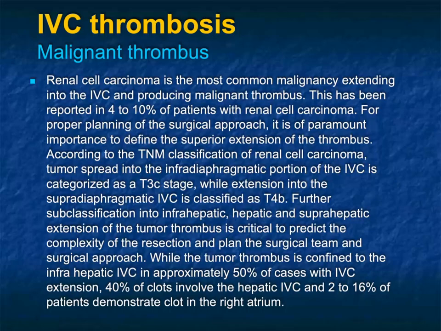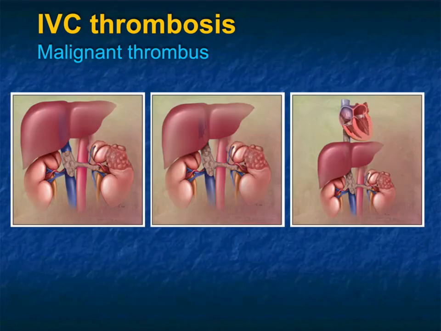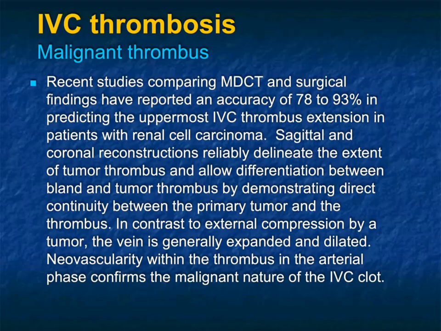While the tumor thrombus is confined to the infrahepatic IVC in about half the cases with IVC extension, 40% of clots involve the hepatic IVC, and probably under 10% of patients demonstrate clot in the right atrium. But again, you need to look very carefully. Here's a few schematic diagrams showing you, first diagram on your left, IVC thrombus with extension from renal vein. You can see in the middle image, the thrombus is extending higher intrahepatically, and on the third image, it extends up to the level of the IVC and right atrium.